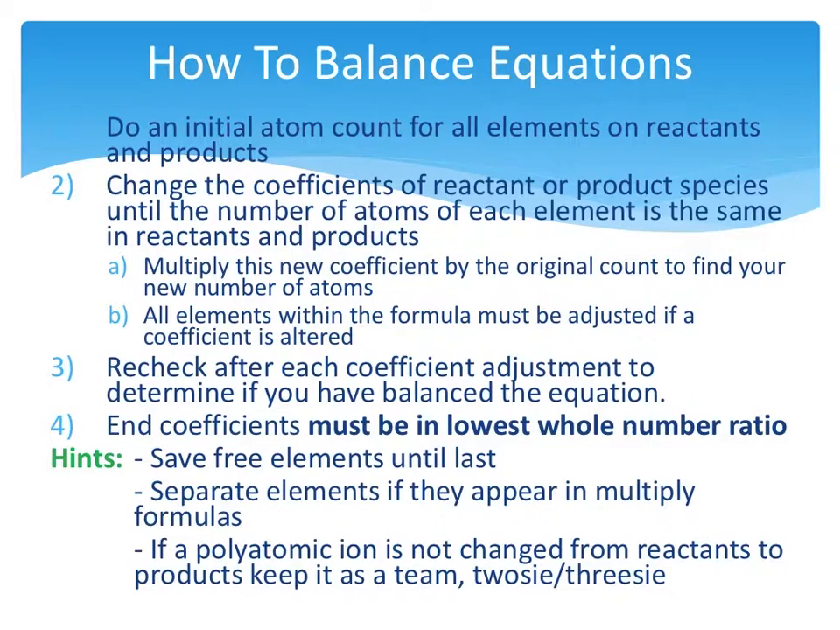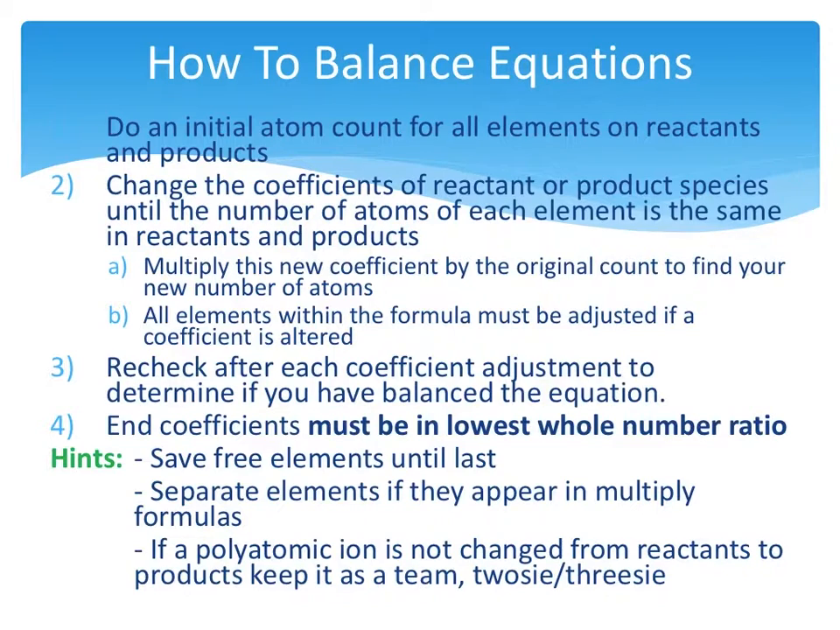How do we balance an equation? The fundamental steps. First, we're going to do an initial atom count for every type of element on the reactant side and the product side. Once we understand the number and type of each element and atom, we are going to then change the coefficients of a reactant or product species until the number of atoms of each element is the same in the reactants and products.